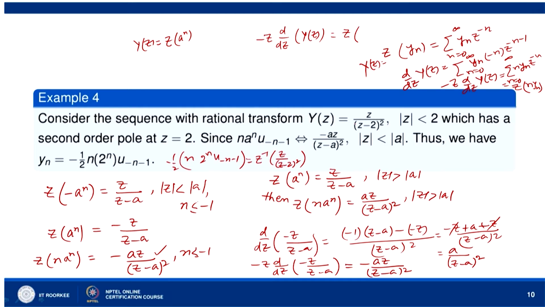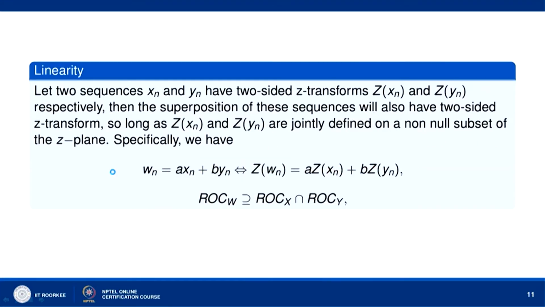Okay. So, the inverse Z transform of this is given by this expression. Now, let us say two sequences x[n] and y[n] have two-sided Z transforms Z{x[n]} and Z{y[n]} respectively. Then the superposition of these sequences will also have a two-sided Z transform, so long as Z{x[n]} and Z{y[n]} are jointly defined on a non-null subset of the Z plane.